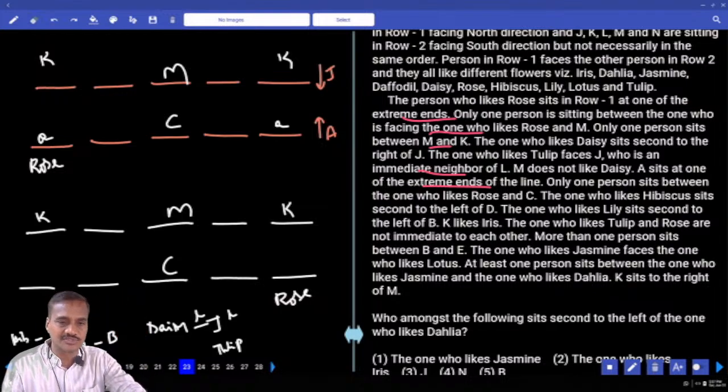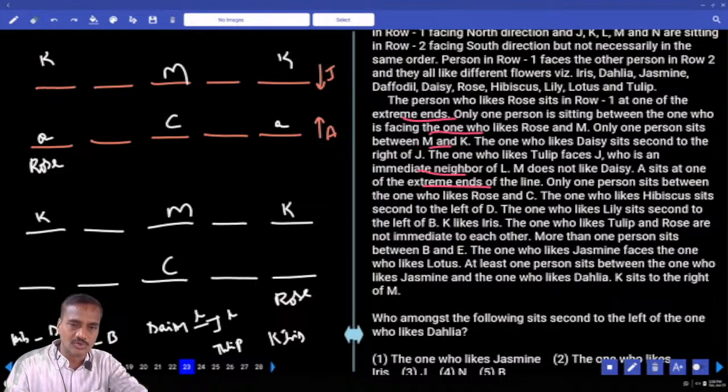K likes iris. The ones who like tulip and rose are not immediate to each other. Tulip and rose are not immediate neighbors.